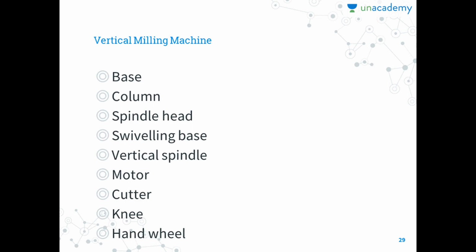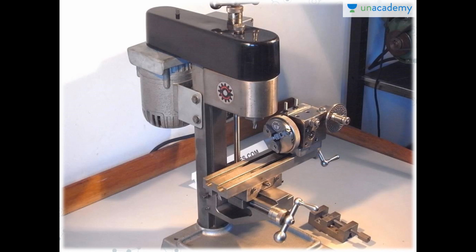Then you have the vertical milling machine, which consists of the following construction. The construction is very similar to the horizontal milling machine, but the only difference is that the horizontal milling machine has a horizontal work feed space, whereas the vertical milling machine has a vertical workpiece space. You can actually compare it with the horizontal milling machine. It also consists of a base, column, spindle head, swiveling base, vertical spindle, motor, cutter, knee and a hand wheel. So this is what I was telling about a vertical milling machine.